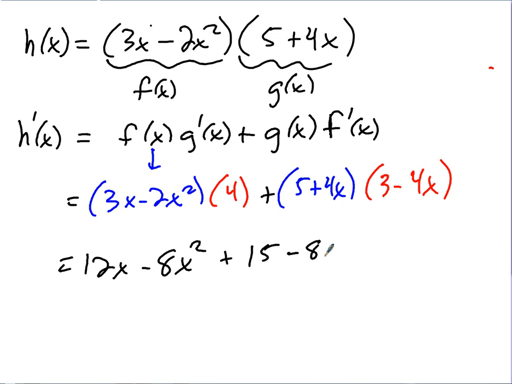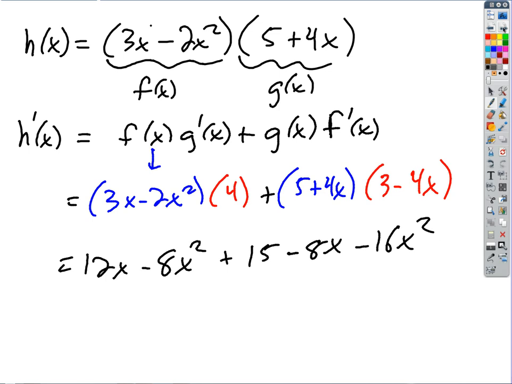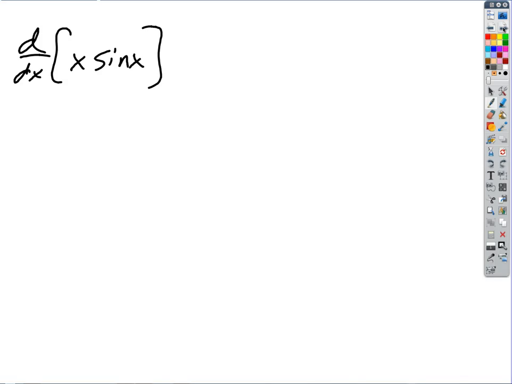Minus 8x, and then minus 16x squared. Just add up like terms that we got, right? Okay. So in that case, it wasn't that useful. But in this case, it's absolutely essential, right? This is the only way we can do this one is by using our new trick.